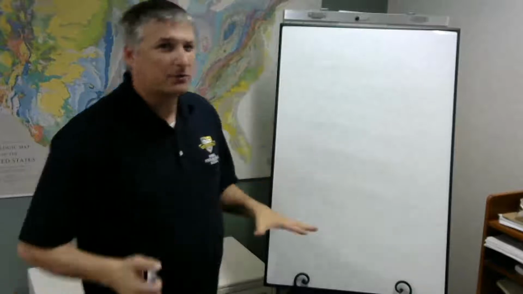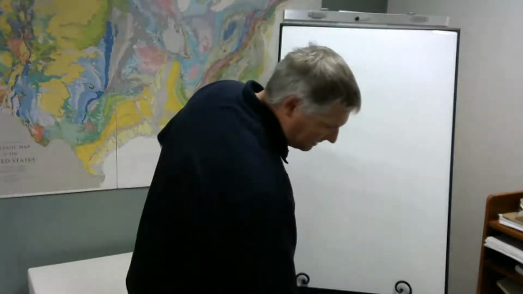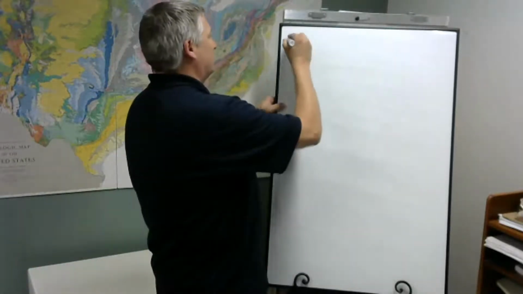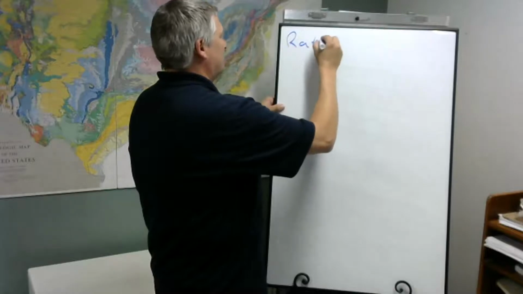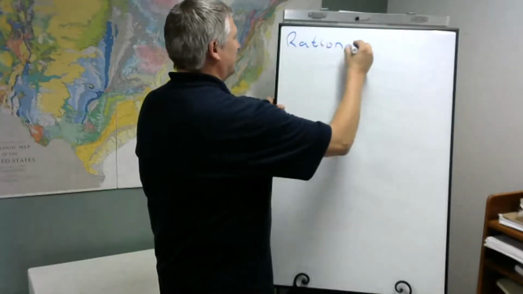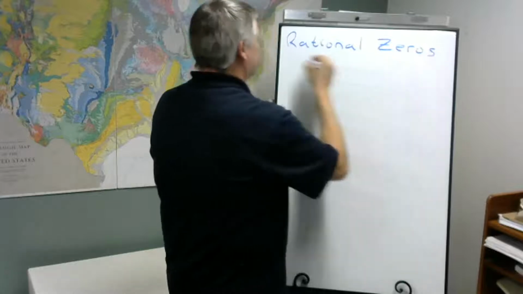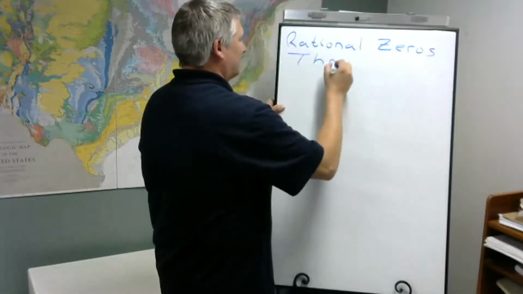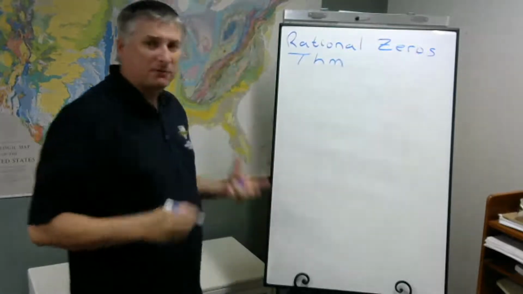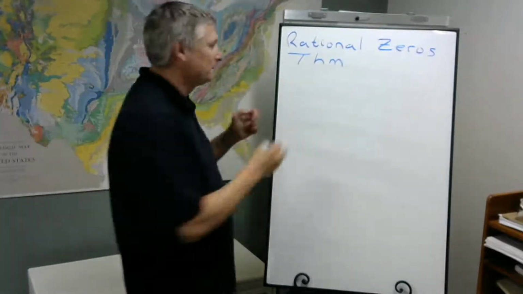So the rational zeros theorem works like this. Well, let's think back to that basic form of the polynomial.